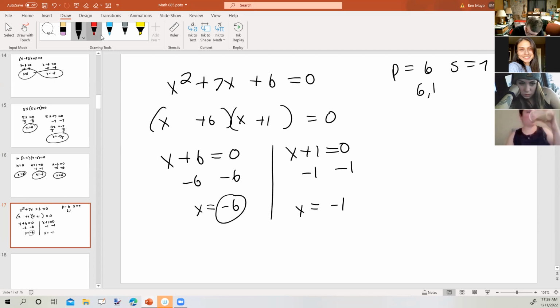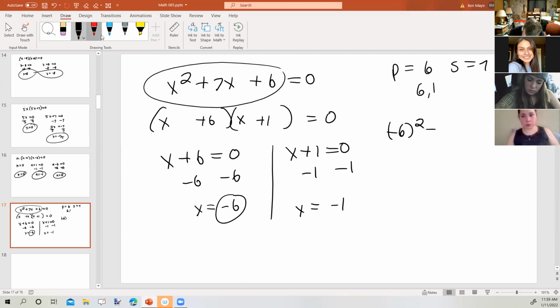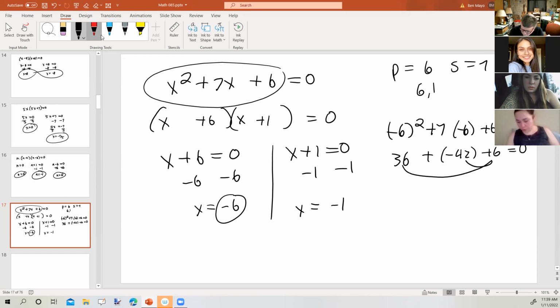Let's take negative 6 and check our work. We'll plug that back in here. Negative 6 squared plus 7 times negative 6 plus 6 equals 0. Negative 6 times negative 6 is positive 36. 7 times negative 6 is negative 42, plus 6. Well, 36 plus 6 is 42, minus 42 is 0. 0 equals 0. So that one checks.